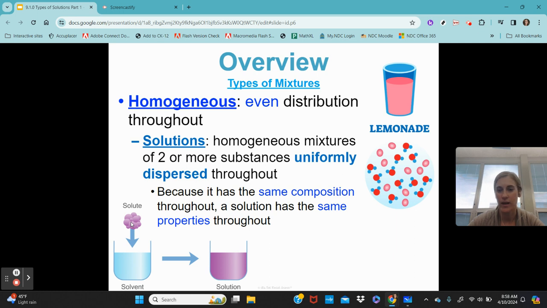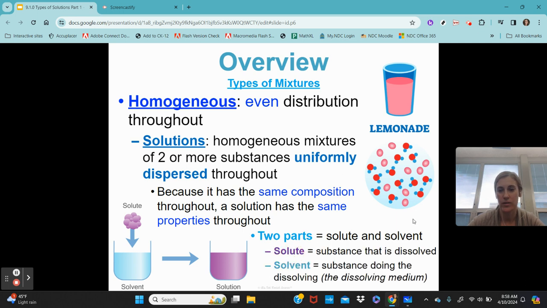Now, you don't always have to have something that's water-based. We often think of solutions as water-based, but it could be like an alloy. An alloy is a mixture of metals. So whatever the one that's in the greater quantity is going to be the solvent, and then the lesser quantity or quantities, if you have several metals, is going to be the solute. So those are the definitions.